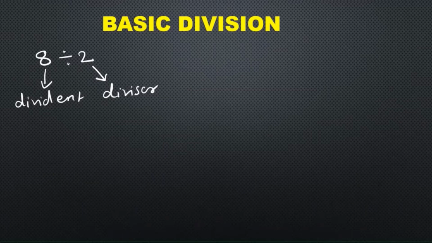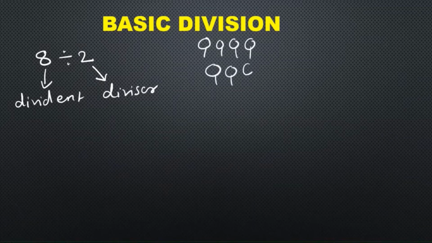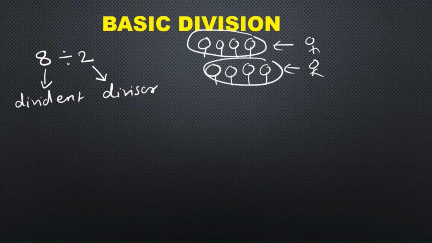Suppose there are 8 lollipops and 2 kids are there, and I want to distribute these 8 lollipops among 2 kids, then each kid will have 4 lollipops equally. So that means when 8 is divided by 2, it will come as 4. It's that simple. But with the help of picture, we can solve this problem easily. But if only numbers are given, then how to solve such type of problem?